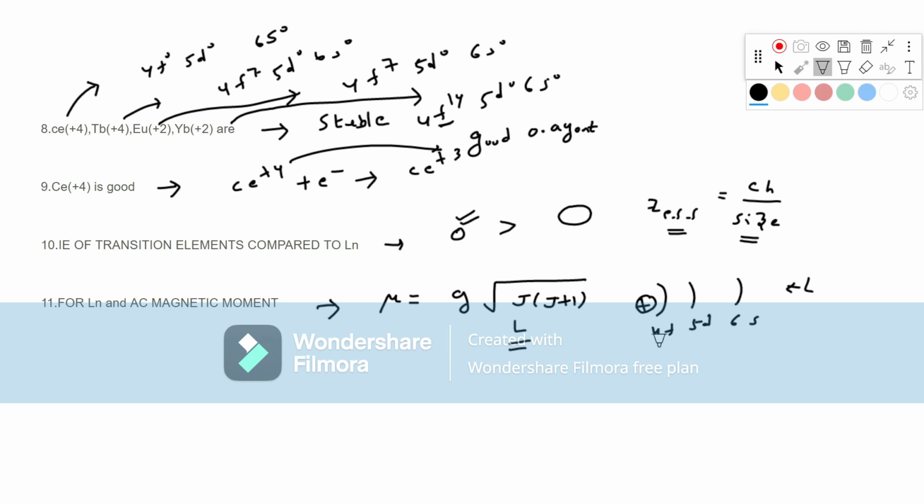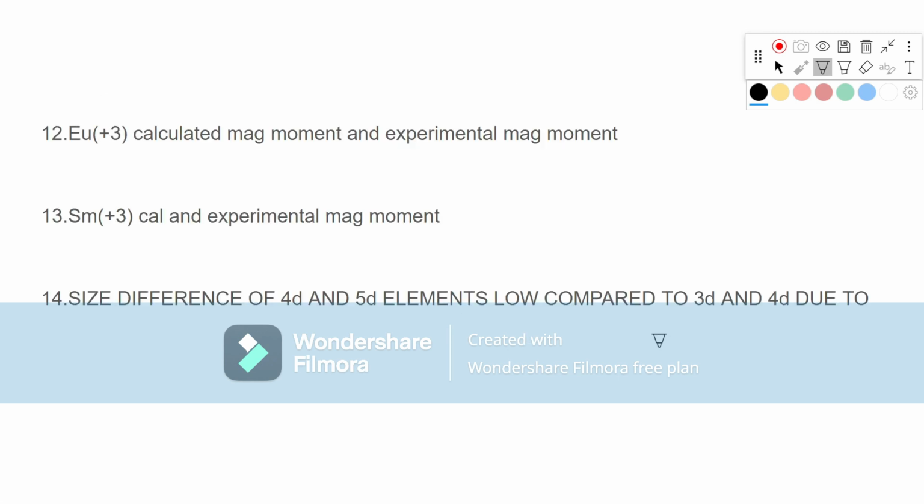Okay, so for lanthanides and actinides we have to use this formula. Next, europium +3: calculated magnetic moment and experimental magnetic moment. If you take europium +3, what is the calculated magnetic moment and what is the experimental magnetic moment?